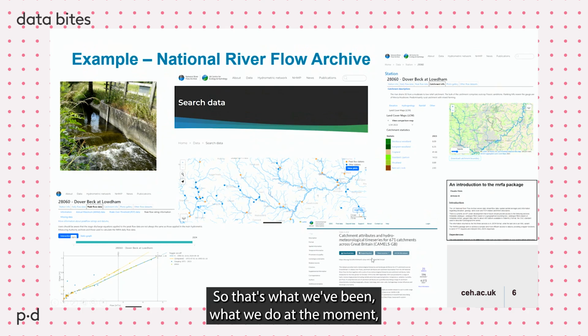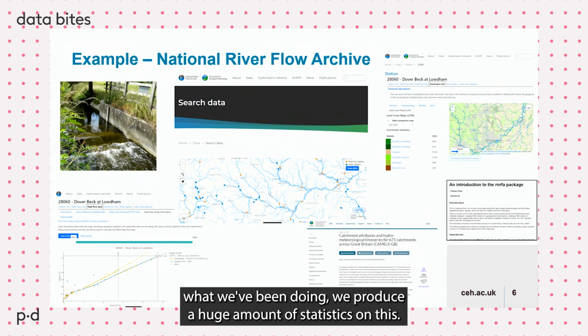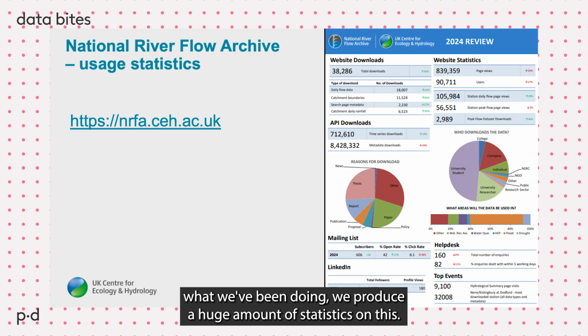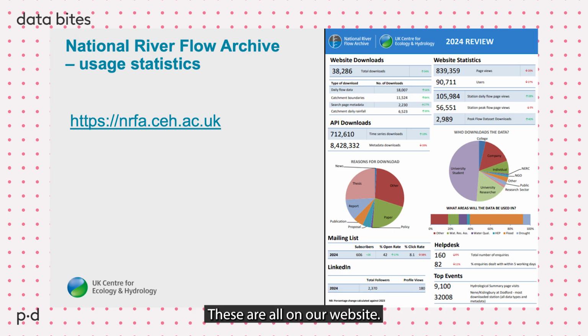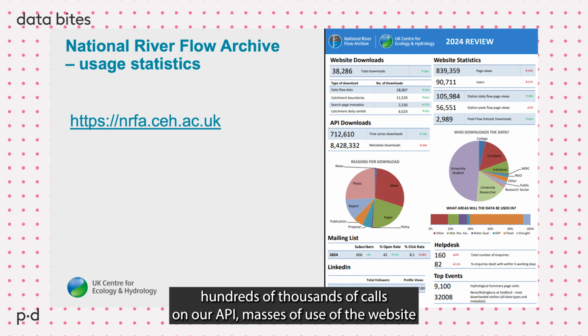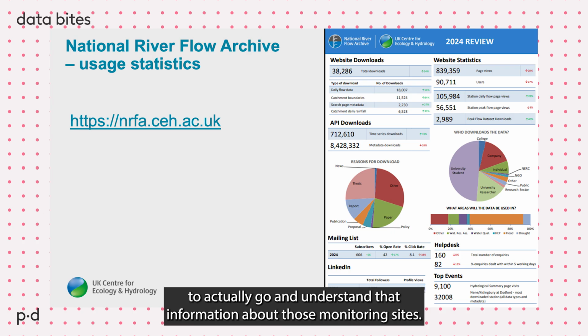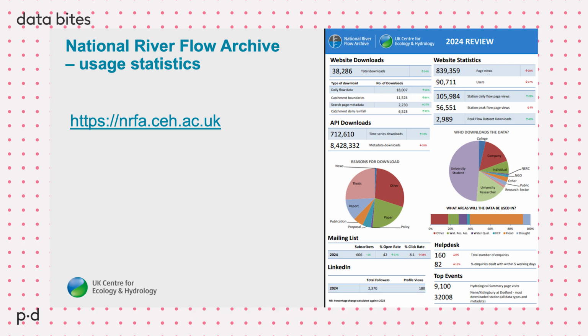So that's what we do at the moment, what we've been doing. We produce a huge amount of statistics on this. These are all on our website. We get 30, 40,000 downloads of files of data from our website, hundreds of thousands of calls on our API, masses of use of the website to actually go and understand that information about those monitoring sites.